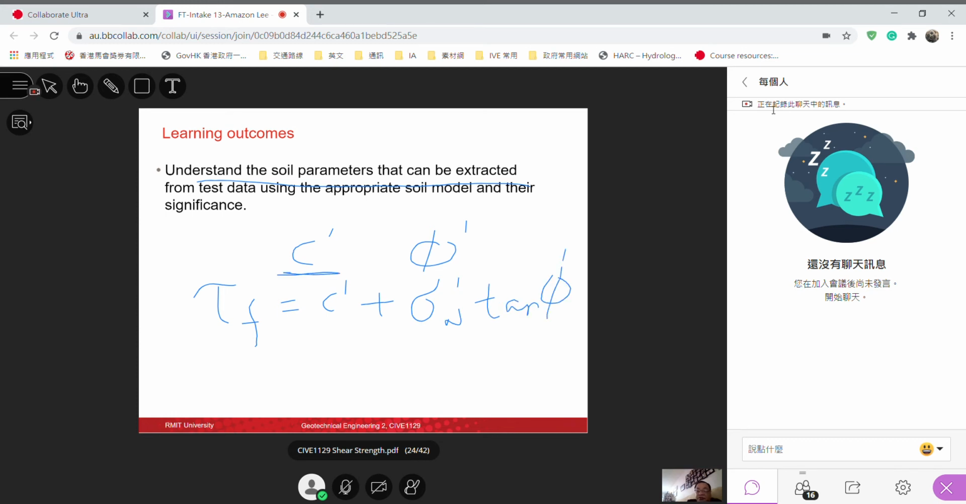So these two soil parameters we need. These two soil parameters we will determine from laboratory tests, either the direct shear test or the triaxial test.